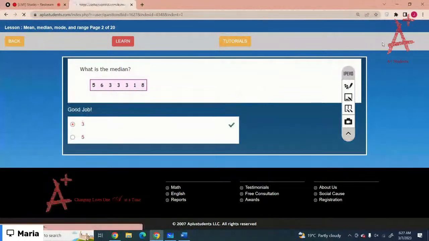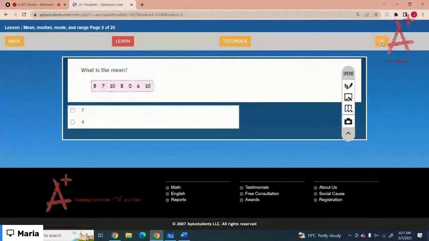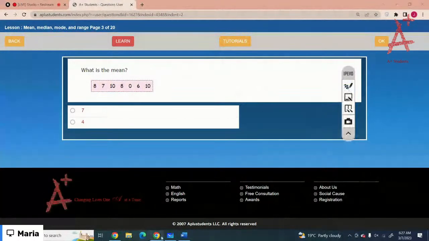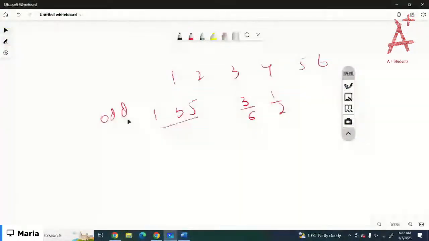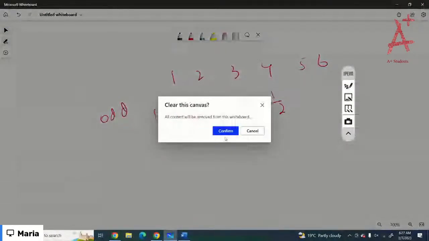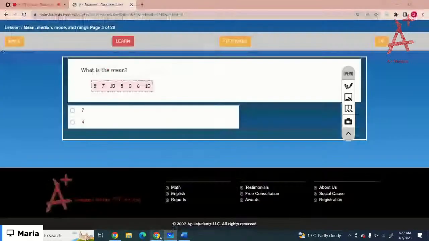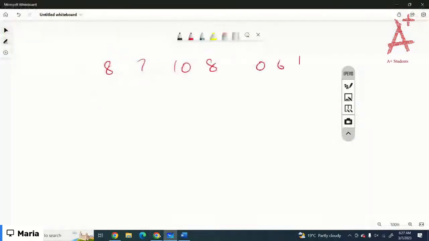Okay, the next one is what is the mean? So for the mean, what do you have to do? You have to add up all the numbers. 8, 7, 10, 8, 0, 6, 10. Just add them all.